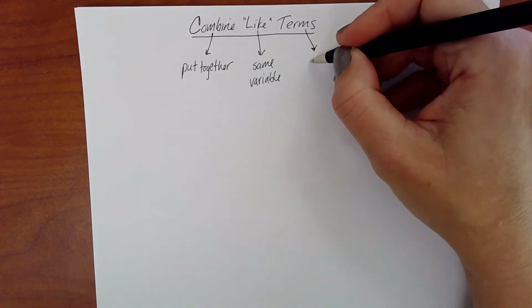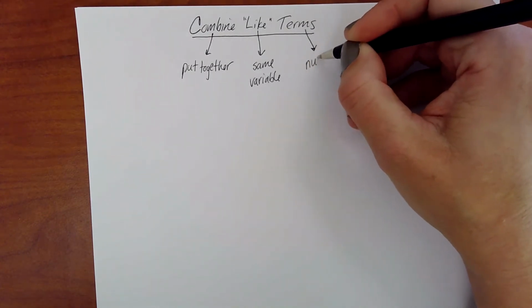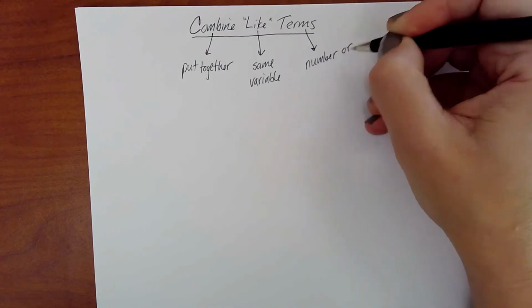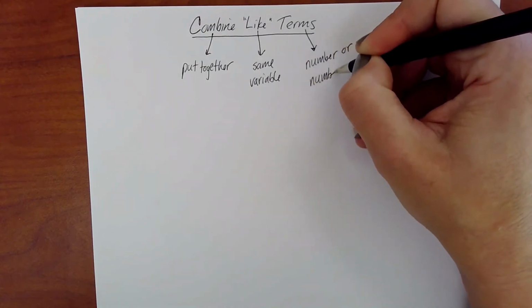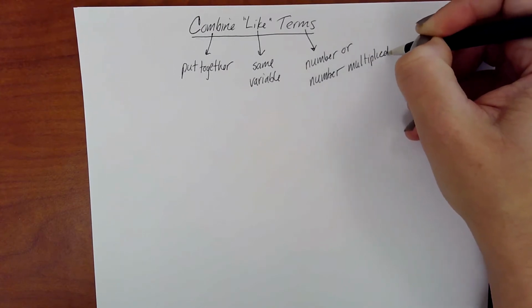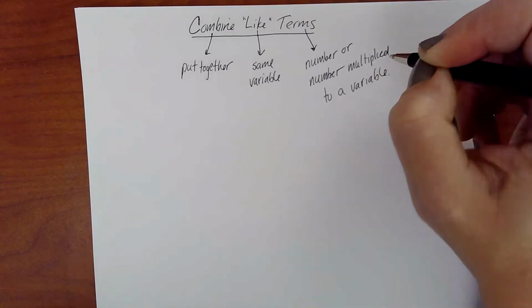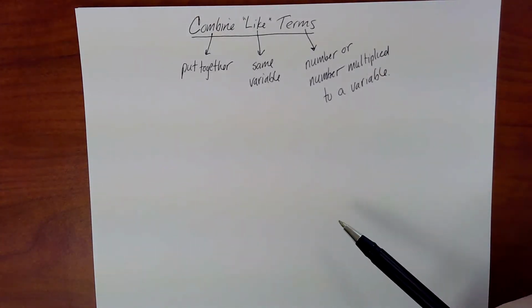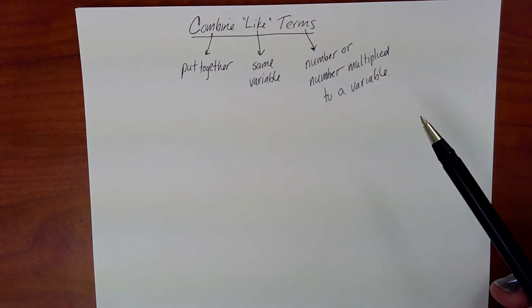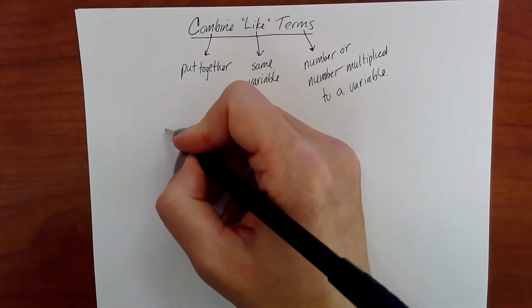A term could just be a number, or it's a number multiplied to a variable. So we're supposed to put together the same variabled terms. So what do I mean?